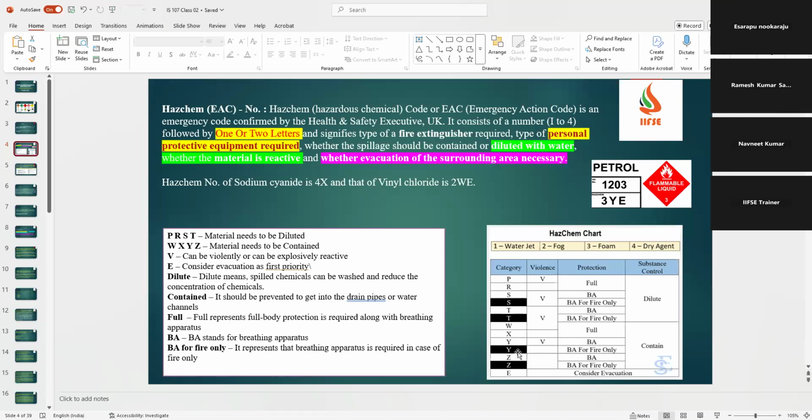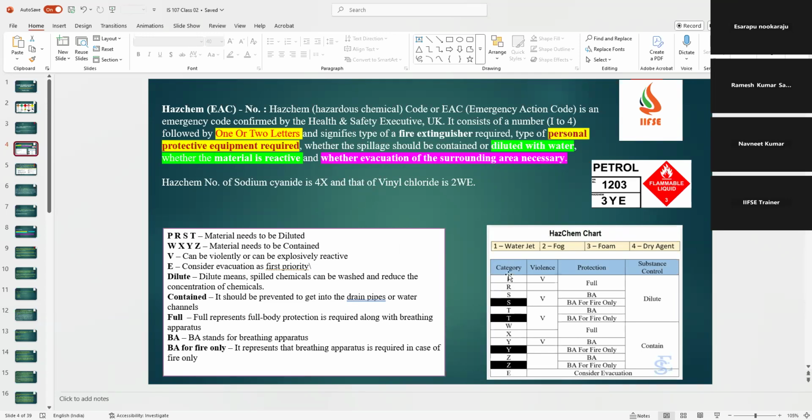Then, taking the example of 3YE, the Y indicates we have to contain the chemical. Here is another example, W. I think for W also we have to contain. If it is 4X sodium cyanide, also we have to contain the chemical. Some of the chemicals can be diluted, so there is a category which explains the material needs to be diluted.